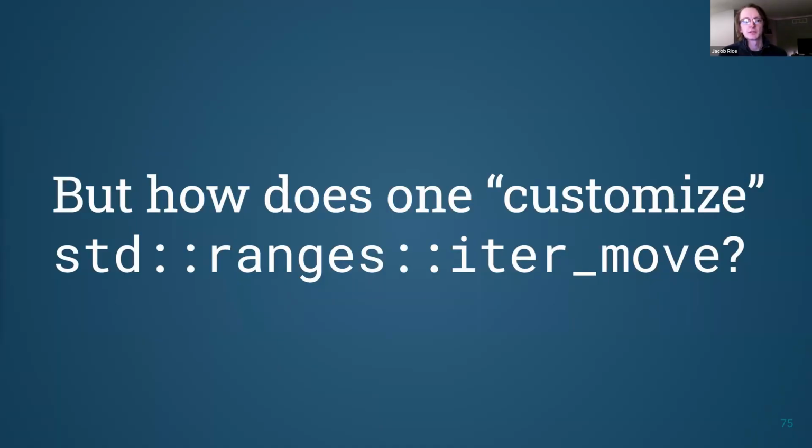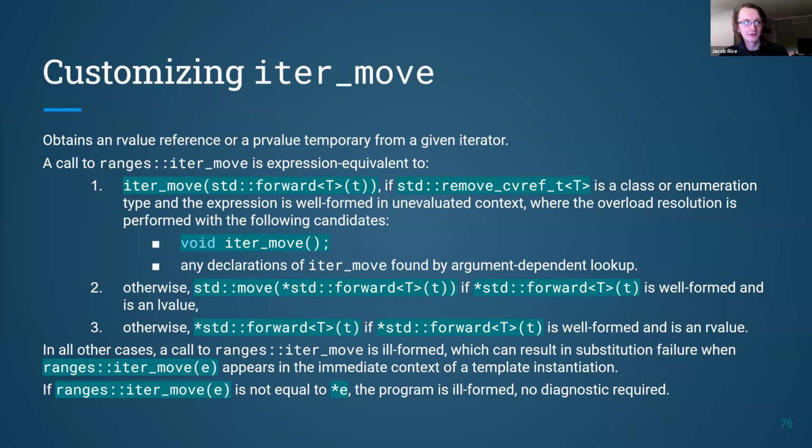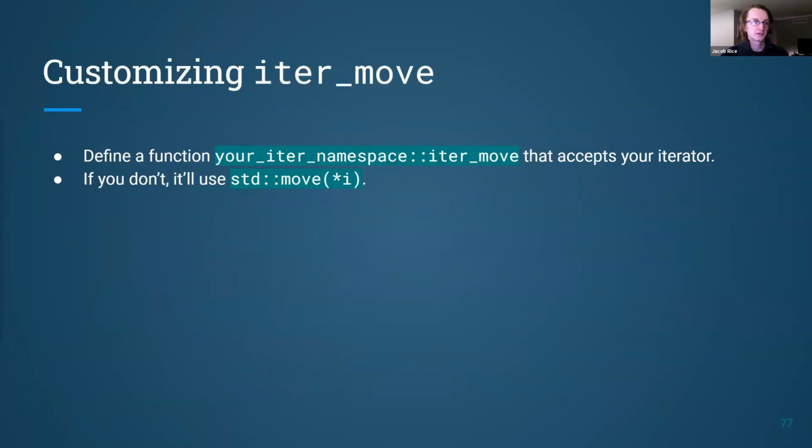So a lot of people talk about customizing it, but what does it mean to customize iter_move? I want to take a quick look at that. Well, it's obvious, isn't it? This is the cppreference, how iter_move works. And the first point is the one we're interested in, but to be honest with you, I don't understand that first bullet point. It's just not clear. So let me make it clear. Define a function in the same namespace as your iterator called iter_move that accepts your iterator. That's it. If you don't do that, it'll just use std::move, probably.